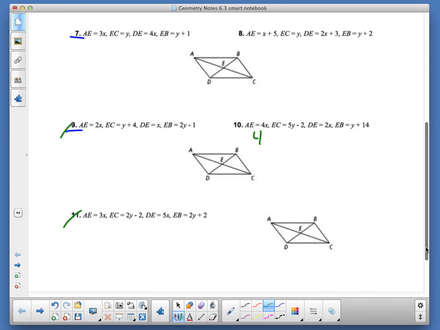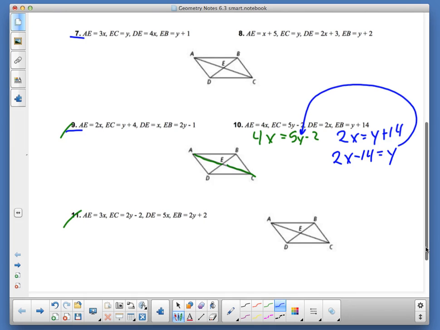Let's talk about 10. In 10, we got 4x equal 5y minus 2, and that's AE and EC. And then we also have 2x equal y plus 14. There's a couple ways I can solve this. But the basic idea when we're really looking at these is get one variable set equal to everything else. So I've got 2x equal y plus 14. I subtract 14, I got 2x minus 14 equal y. What I'm going to do, where I see y in this other relationship, I'm going to substitute, okay? And that'll allow me to solve for one variable.